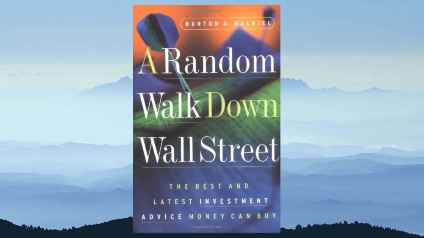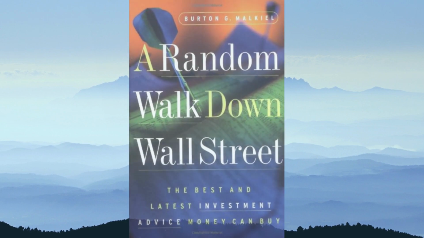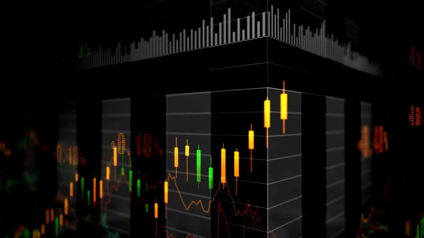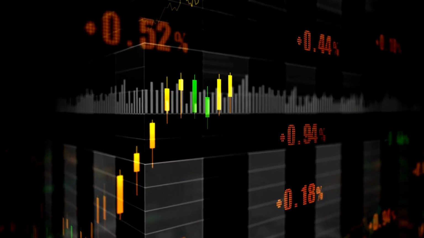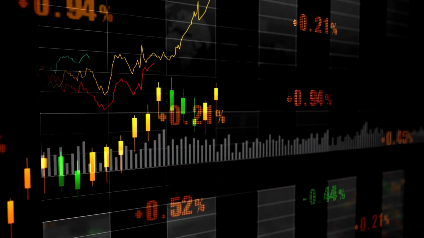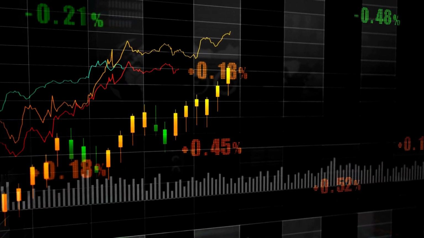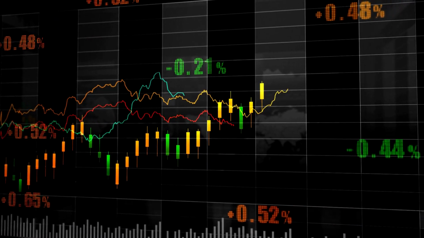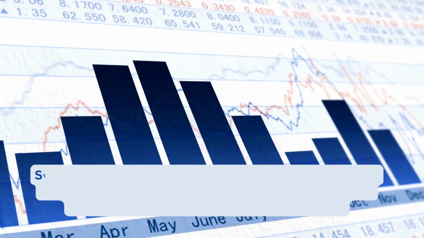A Random Walk Down Wall Street is a book about investing in the stock market, written by Burton Malkiel. The central idea of the book is the random walk hypothesis, which states that stock prices follow a random and unpredictable path, and it is therefore impossible to consistently outperform the market through individual stock picking or market timing.